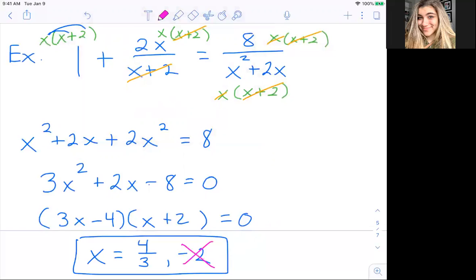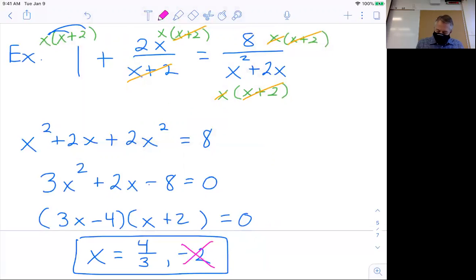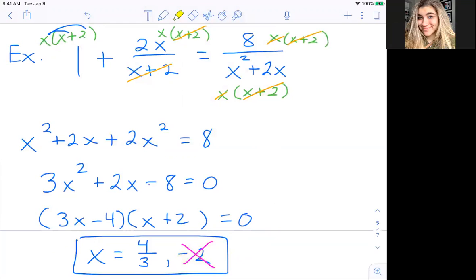Wait, could you repeat that? Yeah. So we got our answers of 4/3 and -2. But -2 is extraneous because that would make the denominator equal to 0. So anything that makes the denominator equal to 0, we have to throw out. We can't keep that as a solution. It's extraneous.